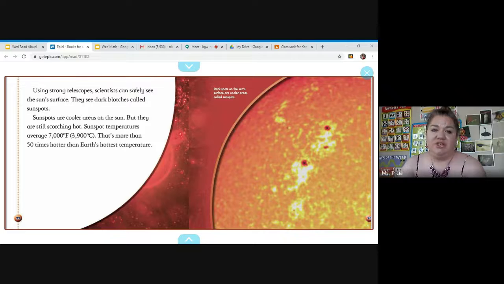They see dark blotches called sunspots. Sunspots are cooler areas of the sun, but they are still scorching hot. Sunspot temperatures average 7,000 degrees Fahrenheit. That's more than 50 times hotter than Earth's hottest atmosphere.